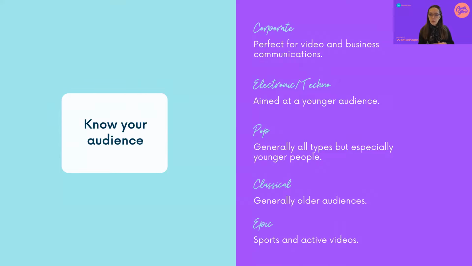If it's a video for an older audience, there are probably genres you want to steer away from, such as heavy metal. But on the flip side, maybe your audience is younger and you want to be promoting a childcare, in which you would steer away from heavy metal as well. So you can see here we have corporate music, which is perfect for video and business communications. We have electronic and techno, which is aimed at more of a younger audience. Pop, which is generally all types, but generally a younger audience. Classical for older audiences. Think about all these different genres and your audience.